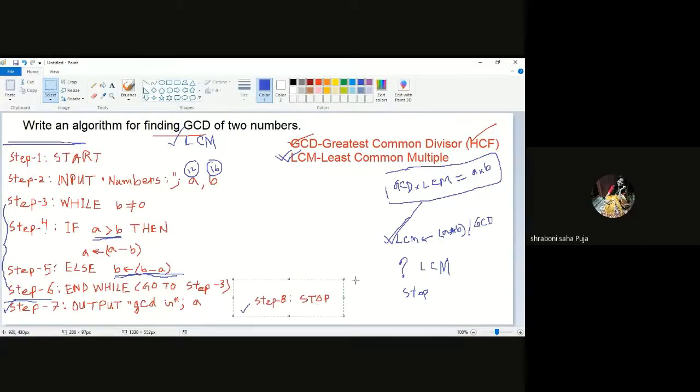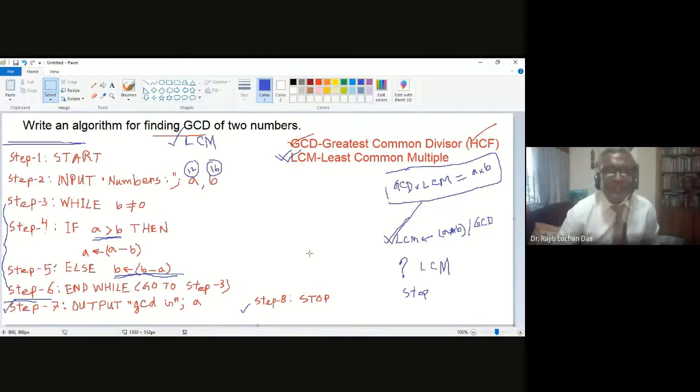No problem, sir. Okay, it will work, sir. At least one person said there will be no problem. So you can write the algorithm for LCM also, right? Yes, sir. Okay, I am saying again, there will actually be a problem, that is why. Now tell me, who can say what will be the problem?